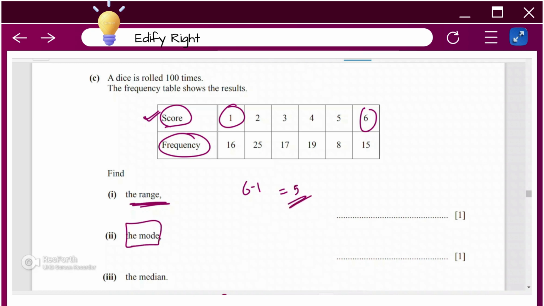Mode. Mode is the value with the highest frequency. So what is the value with the highest frequency? This is the highest frequency and the corresponding value is 2. So this is my mode.